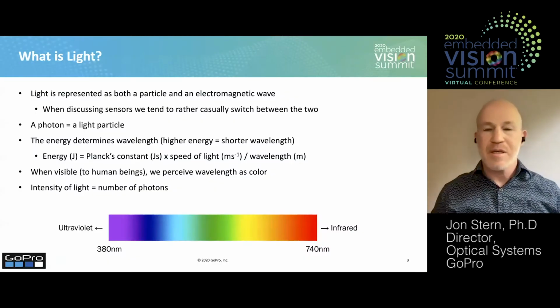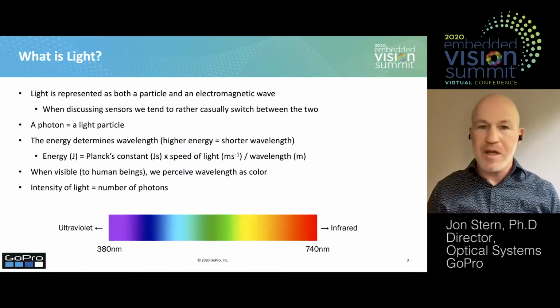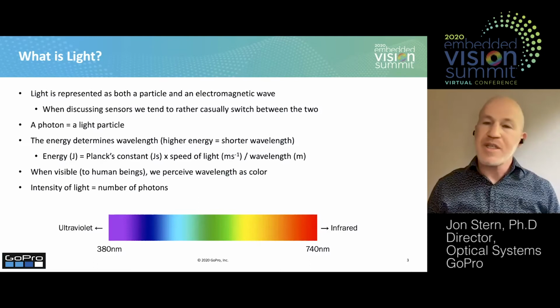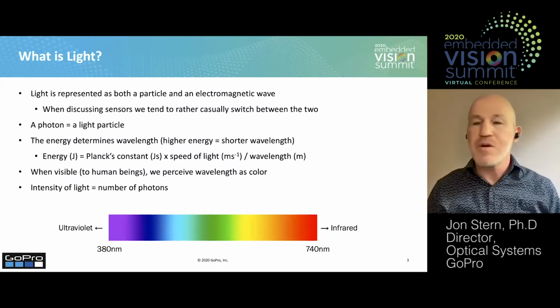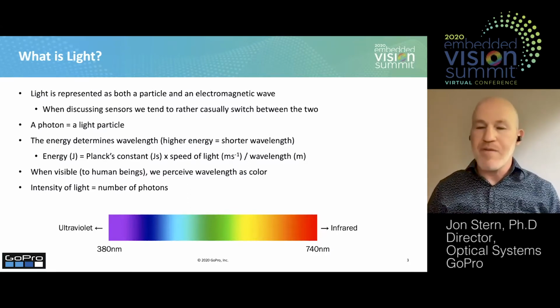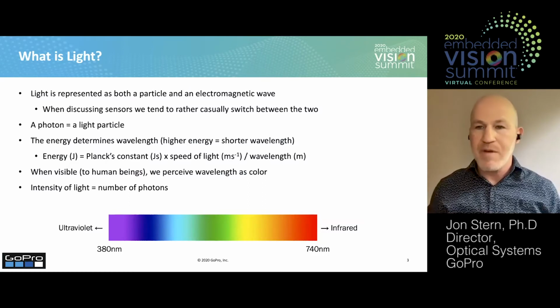What is light? Well, light can be represented as both a particle and an electromagnetic wave. And when discussing image sensors, we tend to rather casually switch between the two. A photon is a light particle, and the energy determines the wavelength. Higher energy means shorter wavelength. Energy equals Planck's constant multiplied by the speed of light divided by the wavelength.